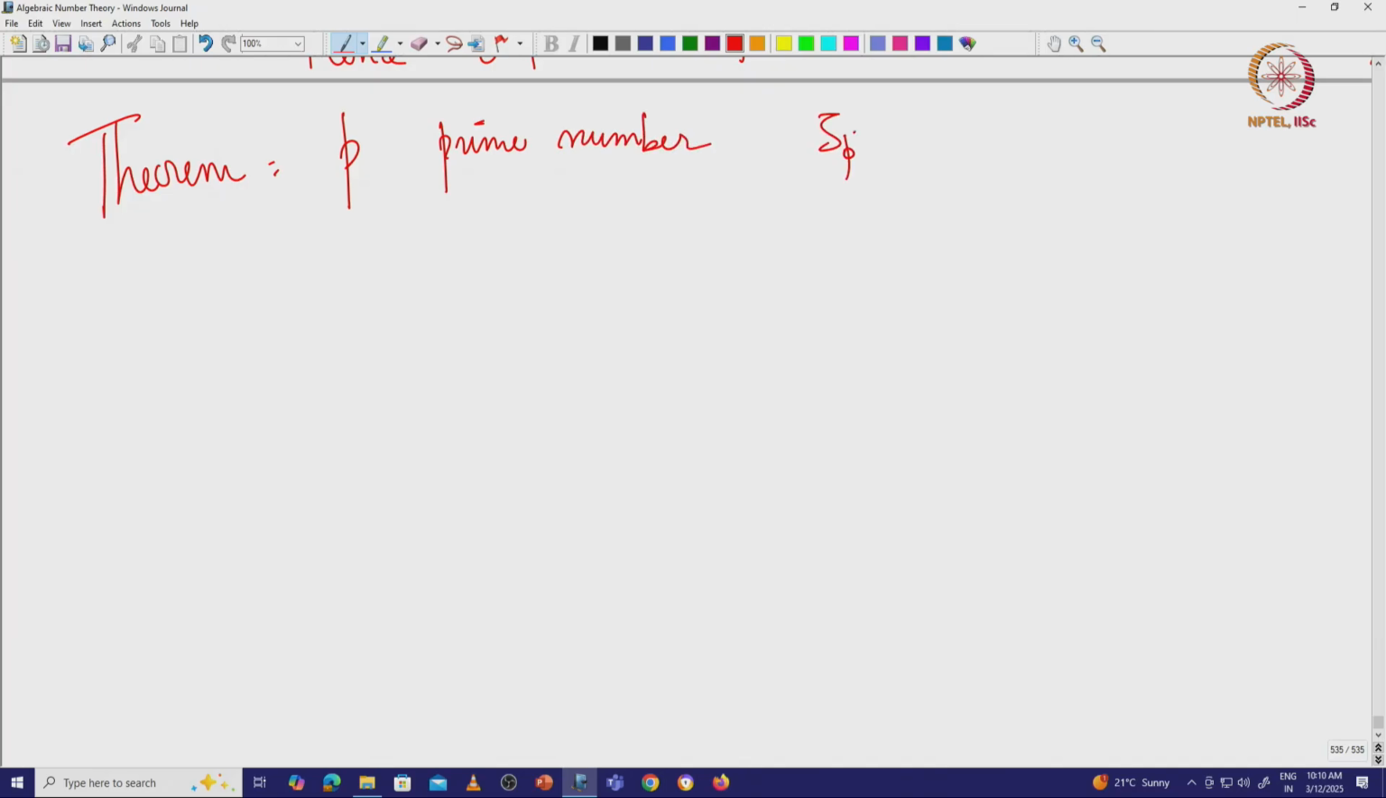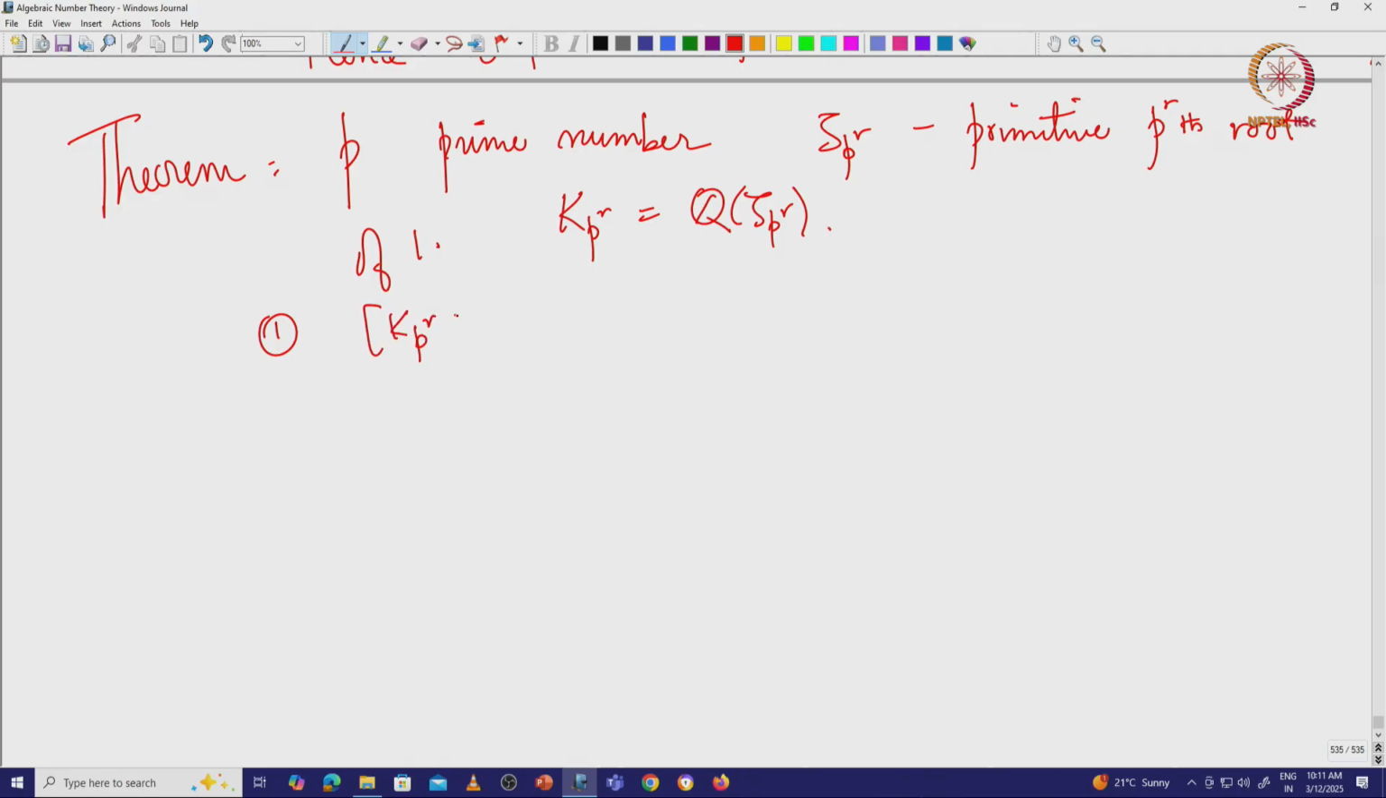zeta p^r, this is a primitive p^r-th root of 1, and K_{p^r} is Q(zeta p^r). Then we said that the degree of K_{p^r} over Q is p^(r-1) times (p-1).